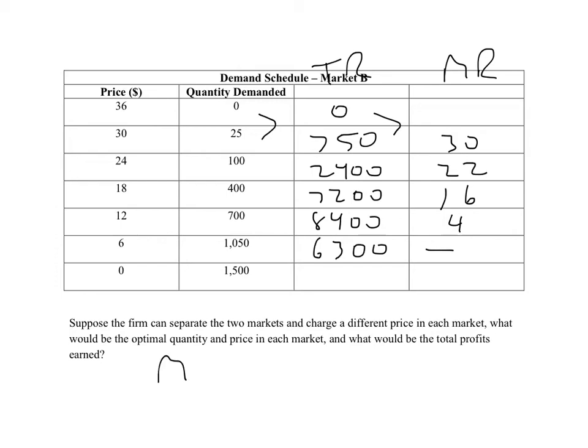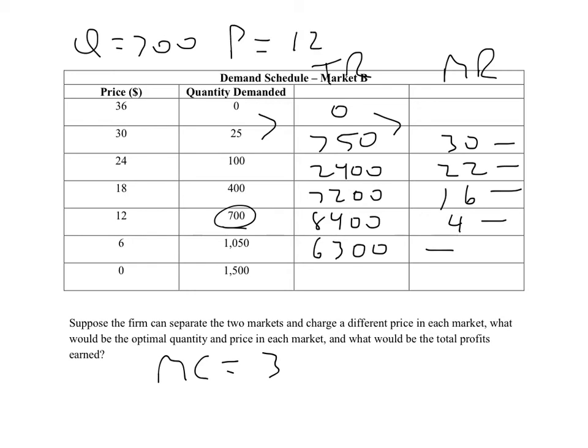And again, we can use the profit maximization rule. Marginal cost is 3. The highest level of output where marginal revenue is greater than or equal to marginal cost, there it is. So the optimal quantity in Market B would be 700 units and a price of $12, and that generates revenue of $8,400.